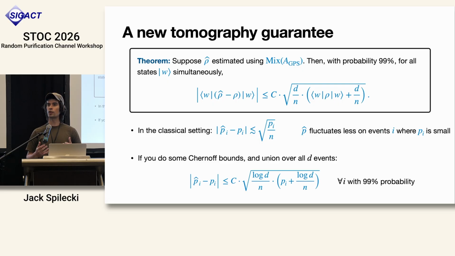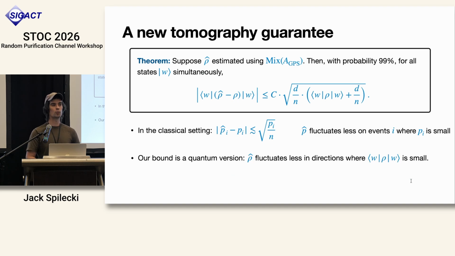But in the quantum case, you kind of have to union bound over, you can think of it as a net of quantum states, which contains e to the d many states. And so instead of having a log d, you have a log of e to the d, and so you end up with d's here instead of log d's. Okay. So in this sense, our bound is quite analogous to this classical one. And what it's showing is that rho hat is fluctuating less in these directions where rho is small.